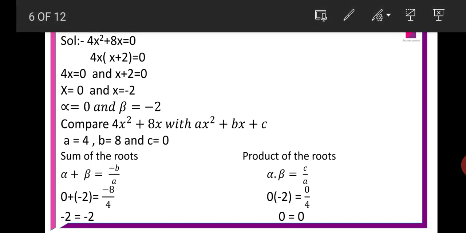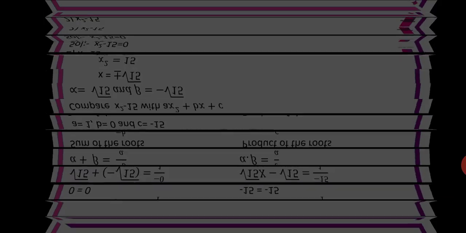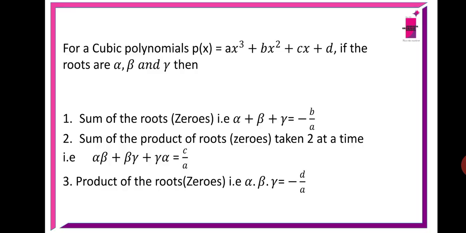For a cubic polynomial also, I just want to revise once again in this session. You can see for the cubic polynomial ax cube plus bx square plus cx plus d, with roots alpha, beta and gamma: alpha plus beta plus gamma equals minus b by a, alpha beta plus beta gamma plus alpha gamma equals c by a, and alpha into beta into gamma equals minus d by a.